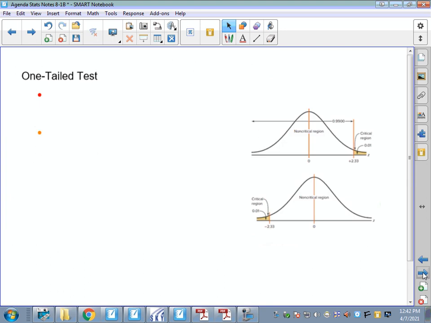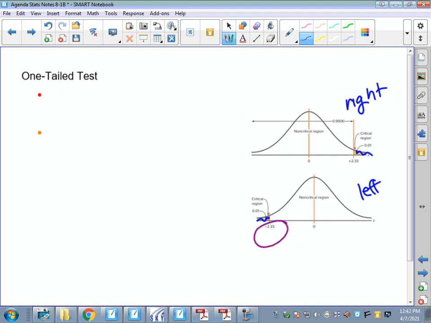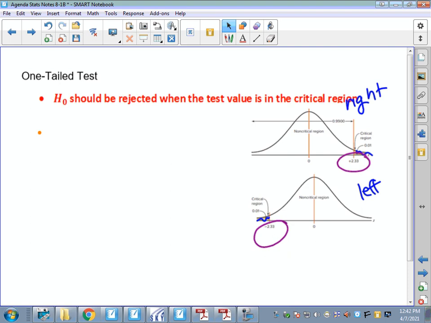So for a one-tailed test, notice I put this picture again. We've seen this already. This guy up here on the top is a right-tailed. This one on the bottom is left-tailed because it's shaded to the left, because this one's shaded to the right. I don't know if you can see it right here, but it actually tells us what the critical value is. So remember, in a one-tailed test, it doesn't matter if it's right or left. When we calculate the test value in the next section, if that test value is in our critical region, we are going to reject H sub O.